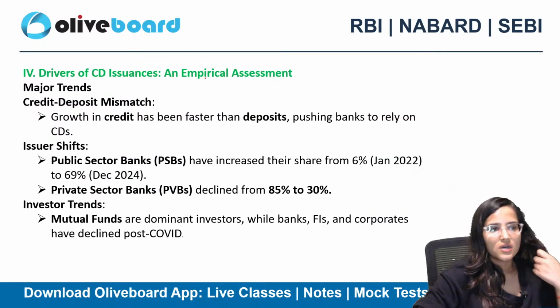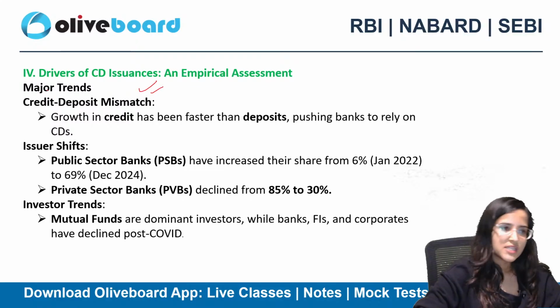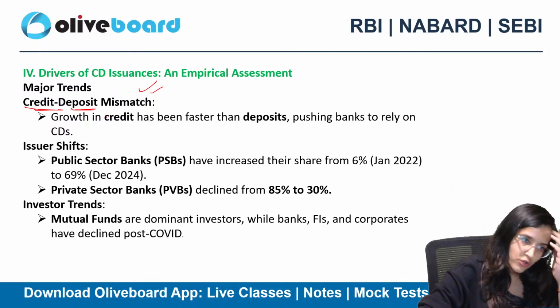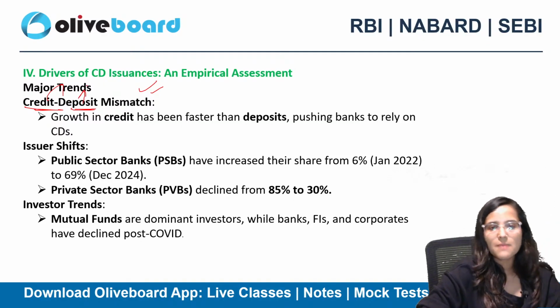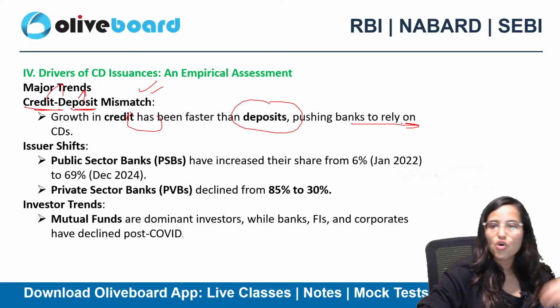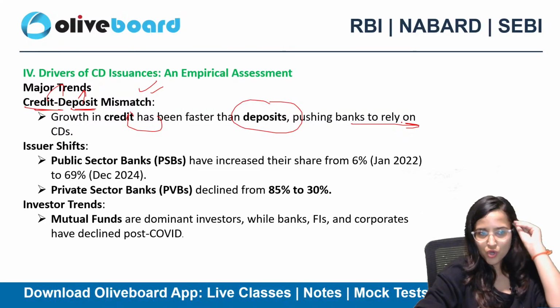And what are the major trends in this? We have seen that there is a mismatch between the credit growth and the deposit growth. Credit means giving loans and deposit means how much is getting deposited in the bank. So this growth in credit has been faster than the deposits. And that is why banks are relying more on certificate of deposit issuances because of this.